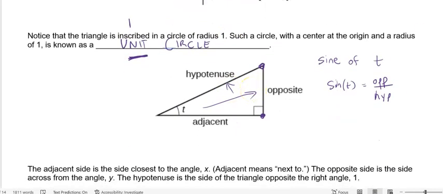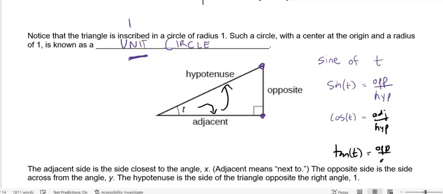Okay, the cosine of t, abbreviated cos t, but we say cosine of t, is just this adjacent side. Just another possible fraction. The adjacent side divided by the hypotenuse. And then the tangent would be the only function that doesn't involve the hypotenuse. That's going to be opposite over adjacent.